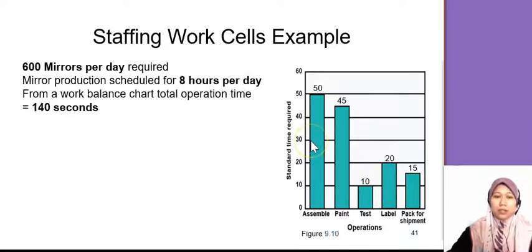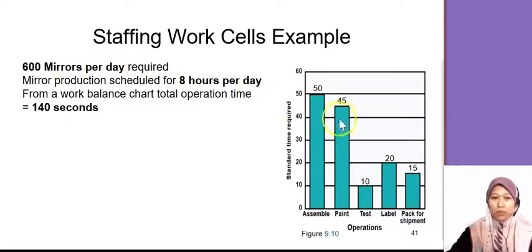So for example, okay, staffing work cell example. Let's say this is a mirror factory, mirrors for the automotive. So 600 mirrors per day are required. Okay, that's the target output. So the mirror production schedule is 8 hours per day, which means that in 8 hours they need to produce 600 mirrors.